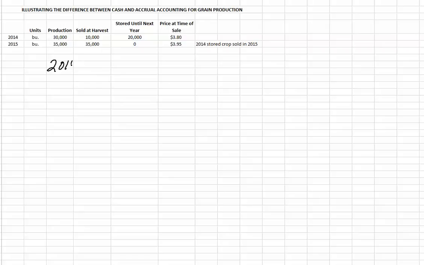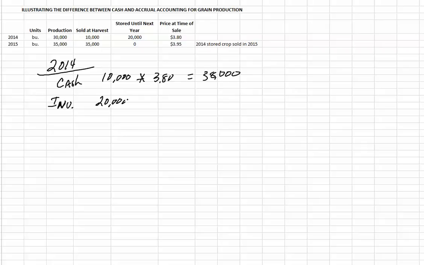So it would look like this. In 2014, cash sales would be 10,000 bushels, sold at $3.80. That's $38,000. But then at the end of the year, December 31st, you'd have an inventory account. In other words, this would be part of your chart of accounts, and you'd have 20,000 bushels of grain. Let's just suppose it was worth 3.85. We determine that by estimating that value, calling whoever we would actually sell to.